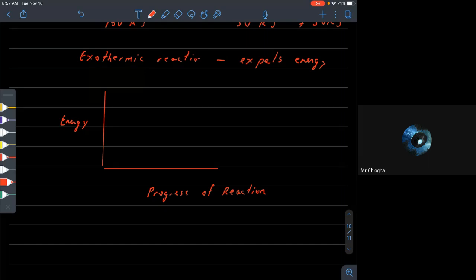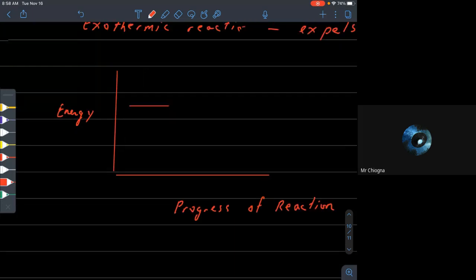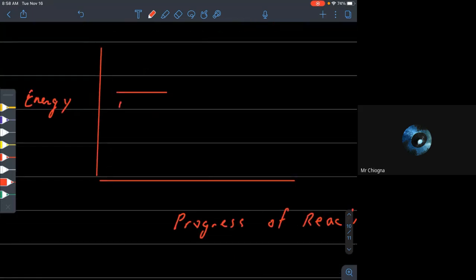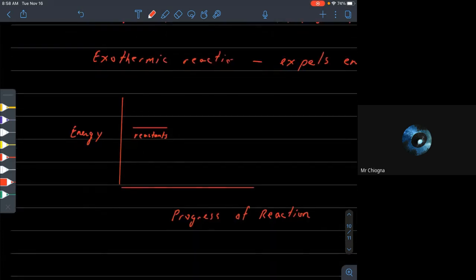Okay. So on the left side is where you're going to start. On the left side, you're going to have, indicated by a horizontal line here, your reactants. That represents the energy of the reactants, which in this case is 100. Let me move this over. This is all in kilojoules.